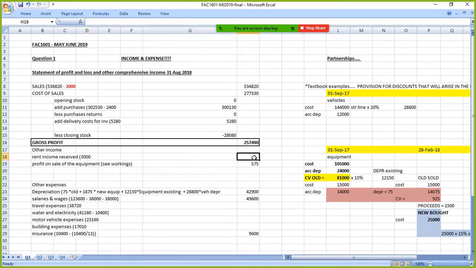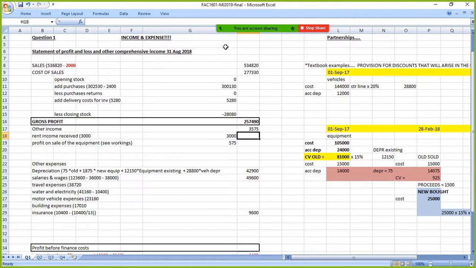Okay, your other income. Oops. Undo. Undo. Okay. Redo. Okay. 3,000. Okay, so other income. This I should actually have put here. I'm just going to put it in 3,575, just to make it look a bit better. Okay, this plus that gives you the other income.